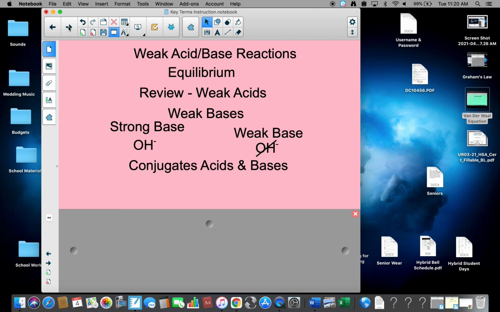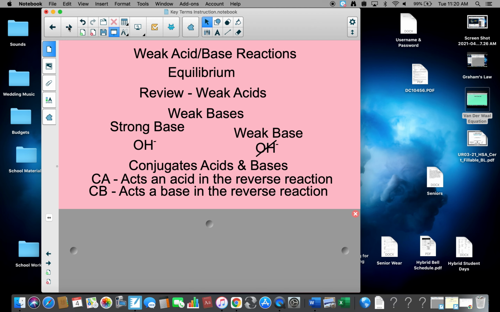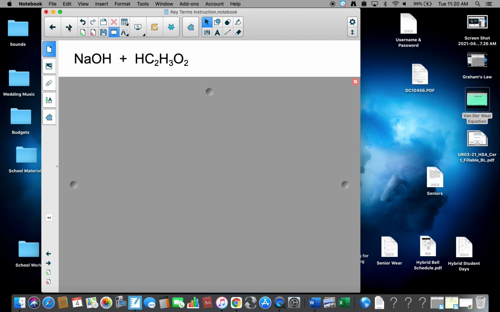Now, what is this thing called conjugate acids and conjugate bases? A conjugate acid is the acid in the reverse reaction. If we have equilibrium, what acts as the acid? The conjugate base then acts as the base in the reverse reaction. So let's look at a reaction here: NaOH, sodium hydroxide, plus HC2H3O2, acetic acid.